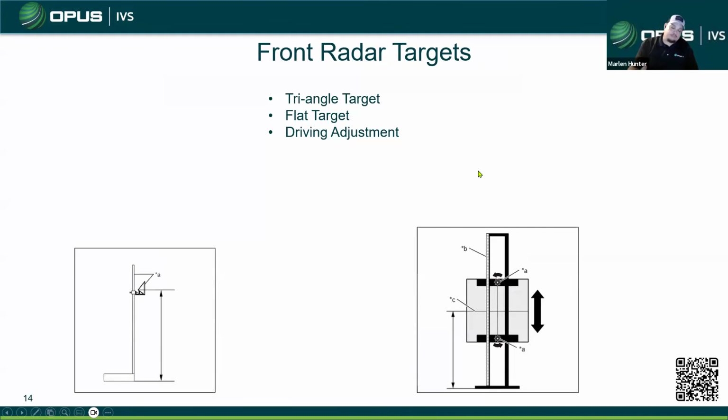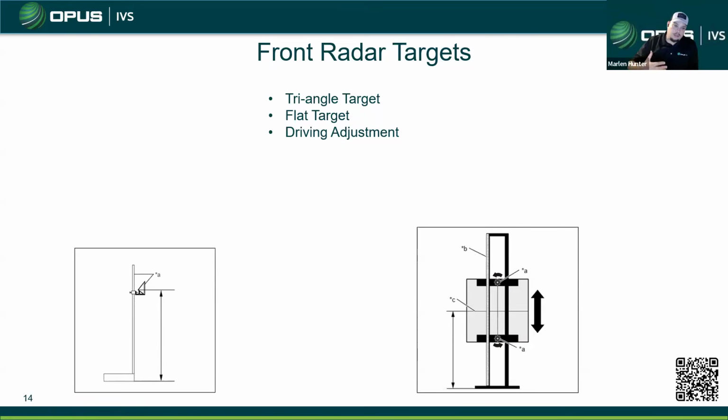Depending on the vehicle, again, service information will tell you as well. There are 3 different ways to calibrate and adjust a radar. The first one, being the oldest, is the trihedral or the triangle target. Some vehicles will use a flat target, or there are some vehicles you can use the triangle or the flat target on.